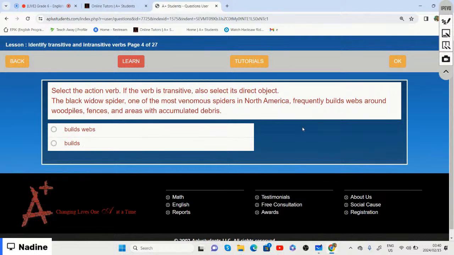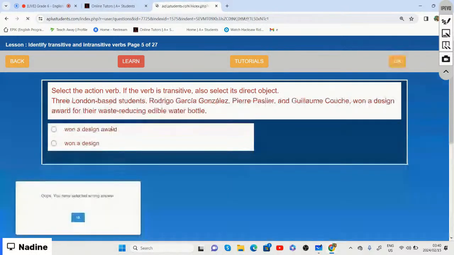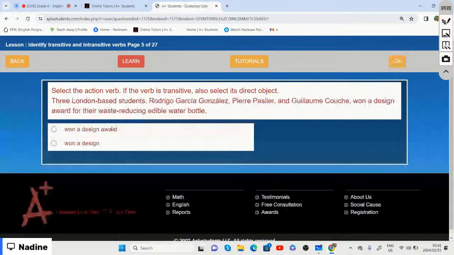So is it builds webs, which is the action verb plus the direct object, or is it just the action verb, which is builds? If we select our correct answer, we will say builds webs. Builds webs is our action verb, and it also shows that the verb is transitive, which means that webs is our direct object.